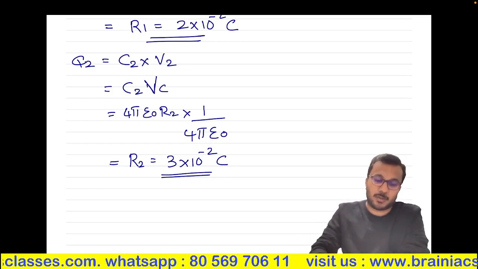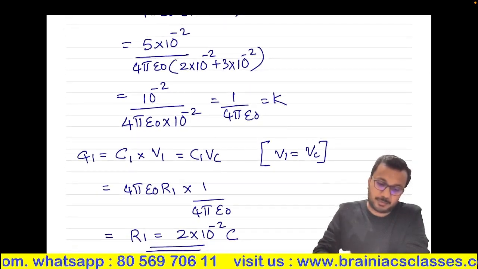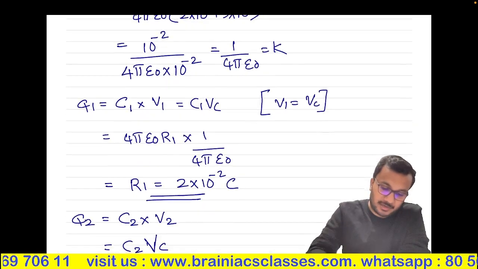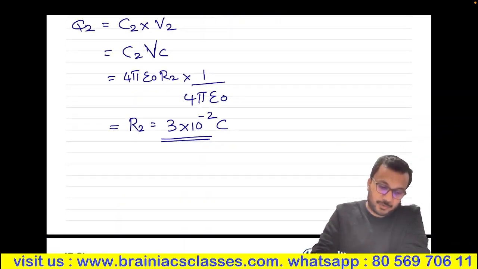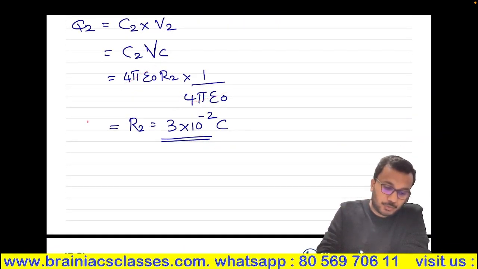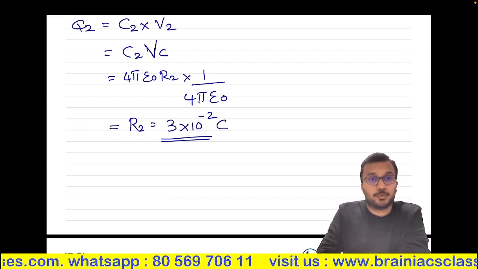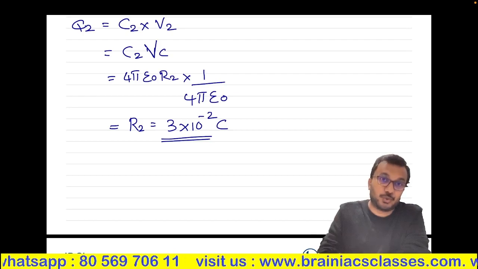We calculated the common potential here, right? It's a common potential. So 1 by 4 pi epsilon 0 got cancelled. So Q2 is nothing but equal to R2. R2 means the radius, which means 3 into 10 power minus 2 coulomb.